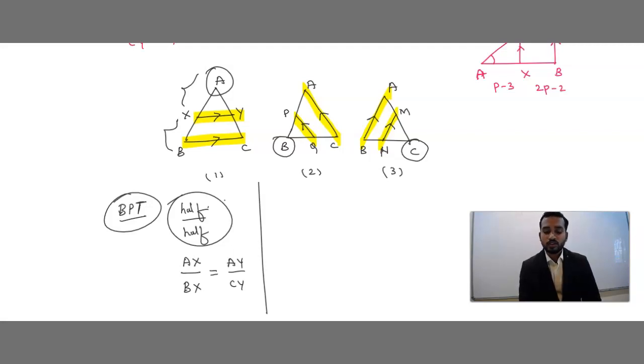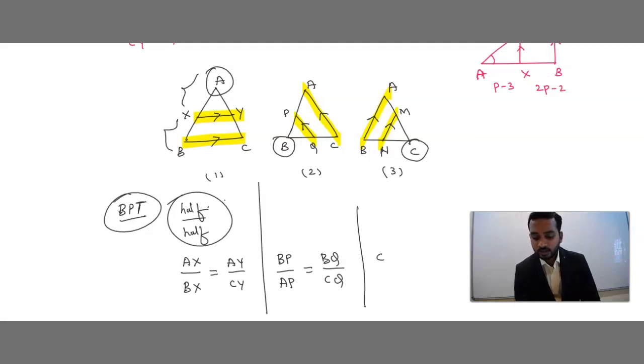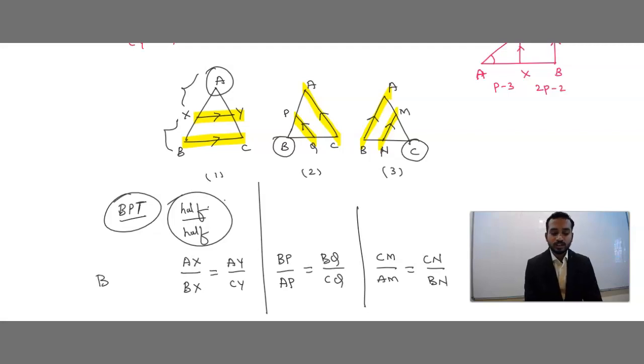From where should we start? B. So BP by AP, or PA, anything you can use. BP by AP is equal to BQ by QC, or CQ. So this is BPT. Can we apply BPT for figure 3? Yes. CM by AM is equal to CN by BN. So this is nothing but BPT.